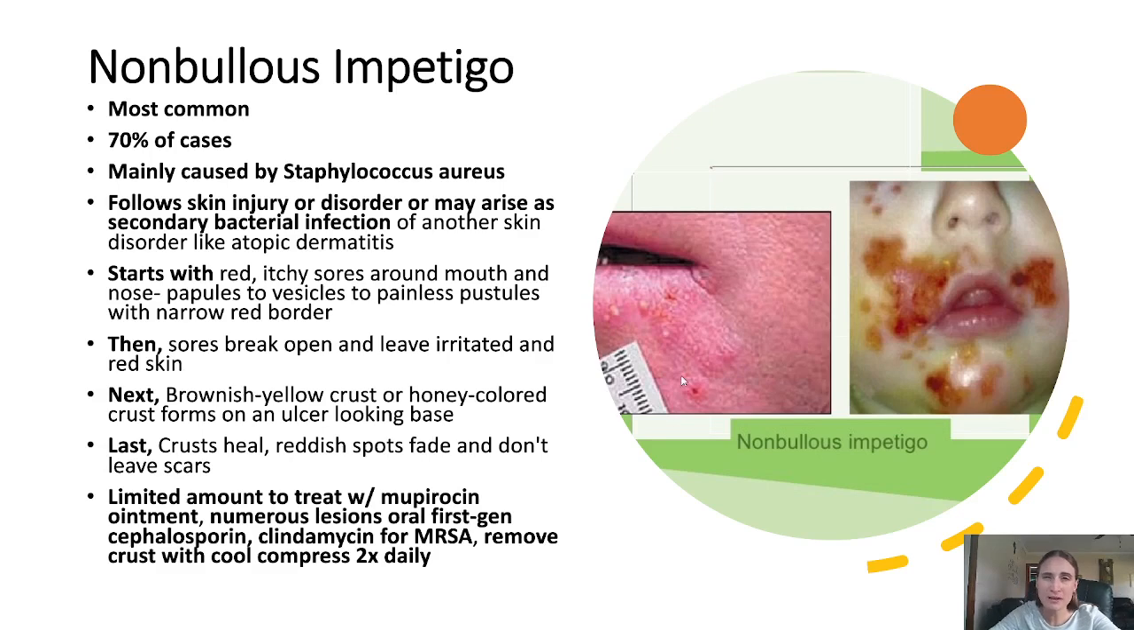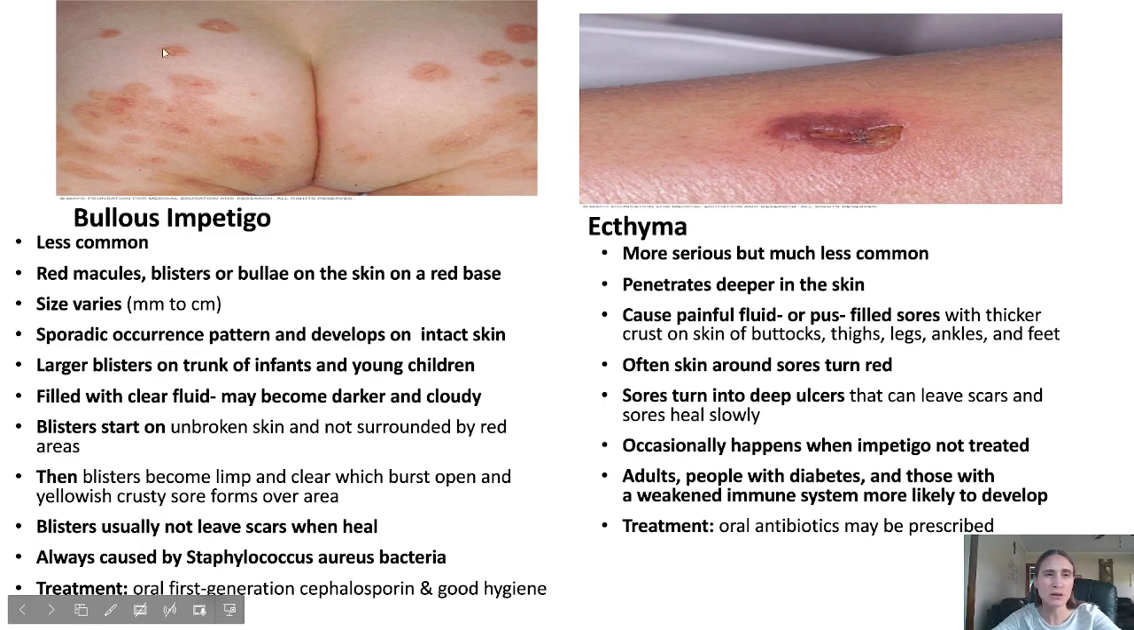There is a limited amount of treatment for non-bullous impetigo, but one thing you can use is mupirocin ointment. For numerous lesions, they usually try first-generation cephalosporins, or clindamycin for MRSA. Another technique that I learned when I researched was that you can use a cool compress to remove that crust 2 times daily to help with the healing process.